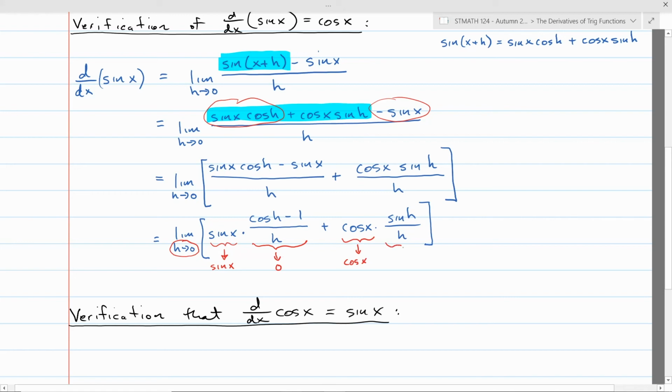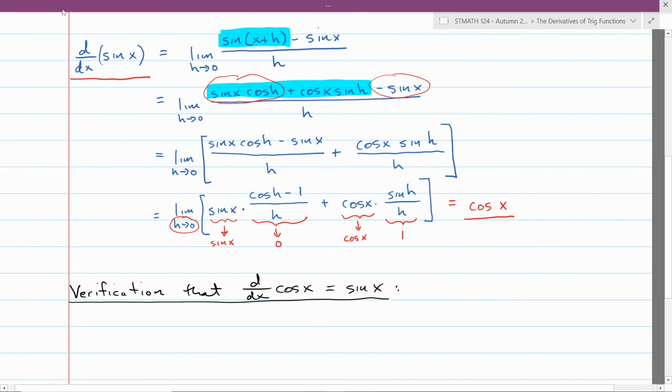And then this last little fraction here, sine of h over h, as h goes to 0, that's another one of those fundamental trigonometric limits, and it comes out to 1. So you can see what this works out to. Sine times 0 is 0, plus cosine times 1 comes out to cosine of x. And that's what we're expecting, right? We showed that the derivative of sine equals cosine. It's a pretty similar computation to prove that the derivative of cosine is negative sine.